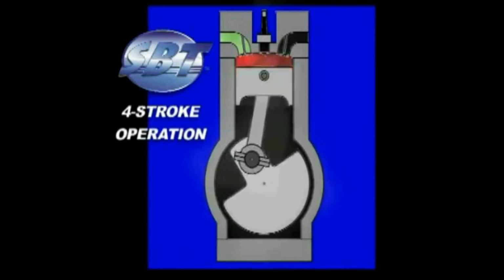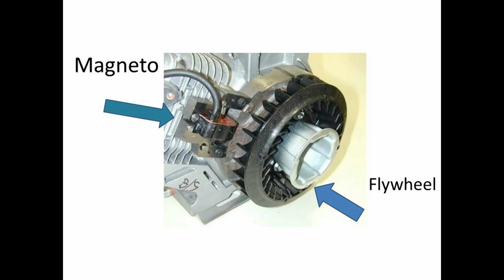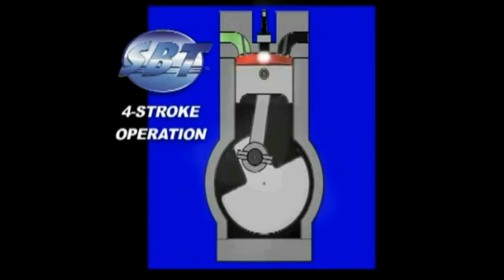Just before the piston reaches the highest point or top dead center, a magnet on the flywheel passes a magneto, generating a high voltage difference between the electrodes of the spark plug. This causes a spark to ignite the compressed fuel mixture. The fuel mixture is ignited before top dead center because it factors in the time it takes the combustion shock wave to reach the piston.